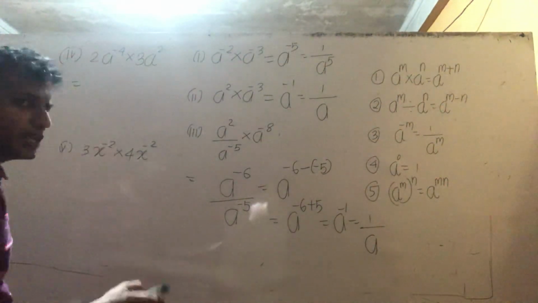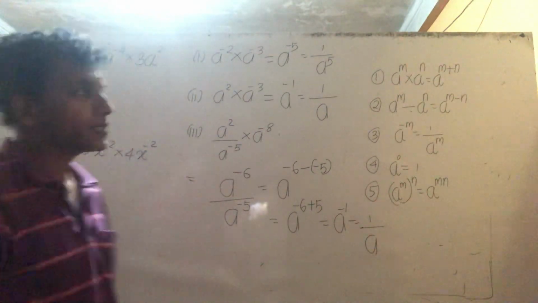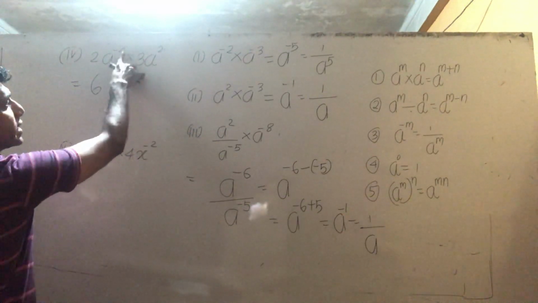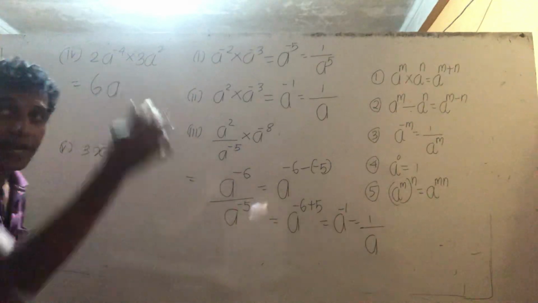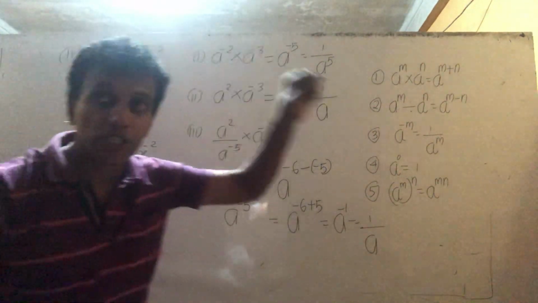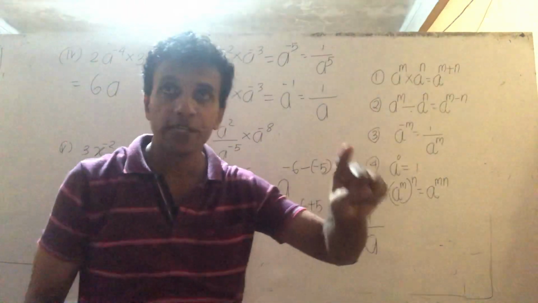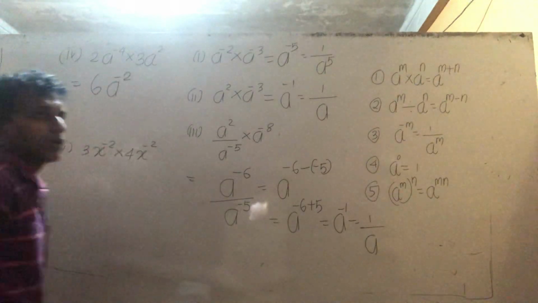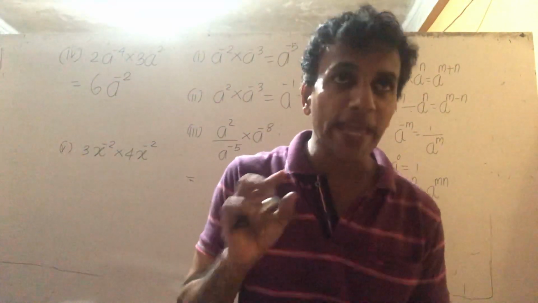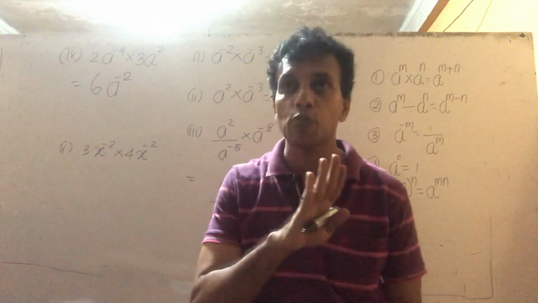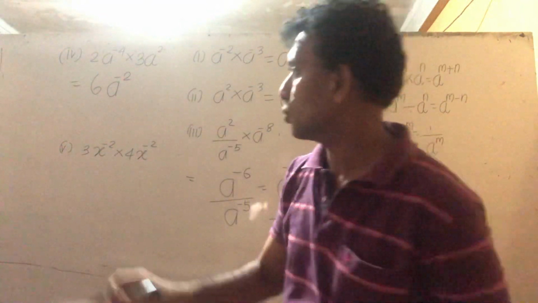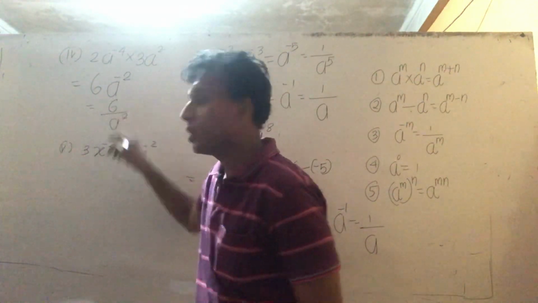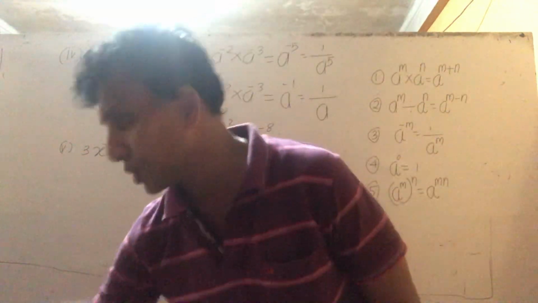Here 2 and 3, multiple normal method, 2 multiple 3, 6. And bases are same, a multiple, add the power. What is minus 4 plus 2? Minus 4 plus 2 is minus 2. Therefore we have the answer negative a. The rule says don't show negative power, remove the negative to positive. The answer 6 over a squared. Now no minus, right? A squared.